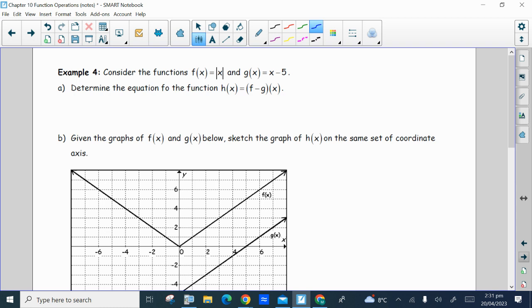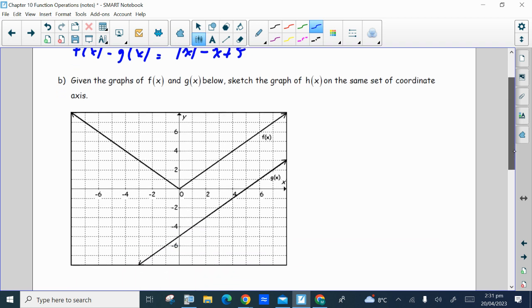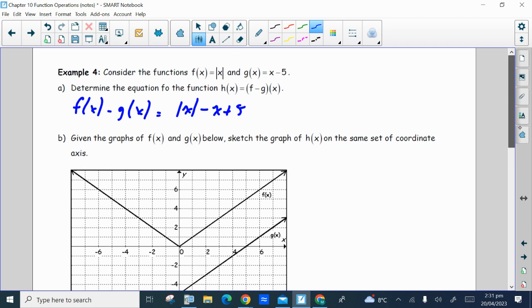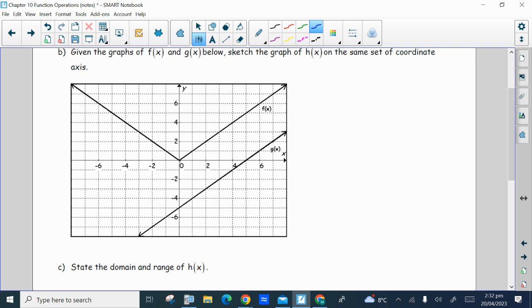So once again, we're given two functions f and g. Determine the equation of f minus g at x. So that'll be f at x minus g at x, which is the absolute value of x minus x plus 5. When you subtract all of g, it's like there's brackets around it, and the negative sign in front changes all the signs inside. And now we want to sketch h, and again, order matters. In every case, we have to go f first minus g second.